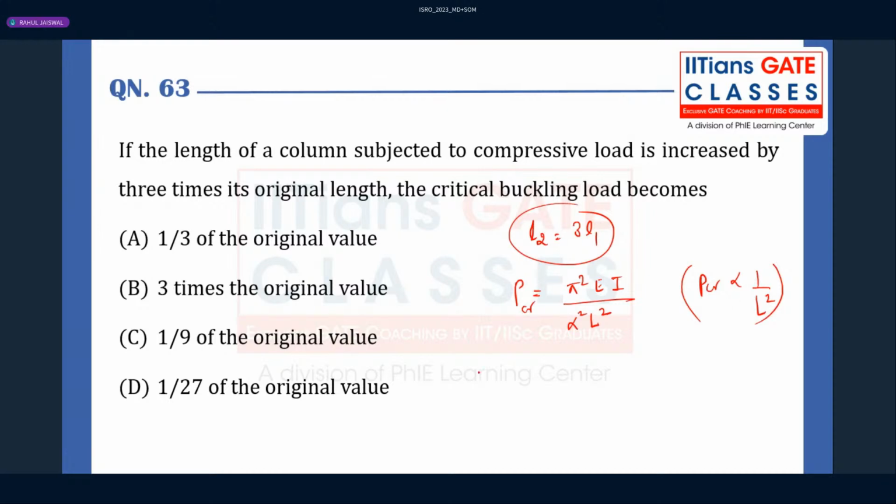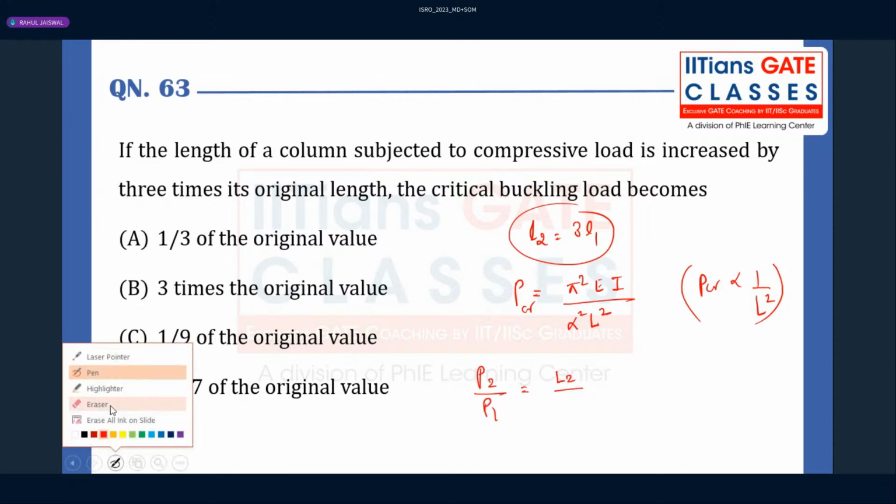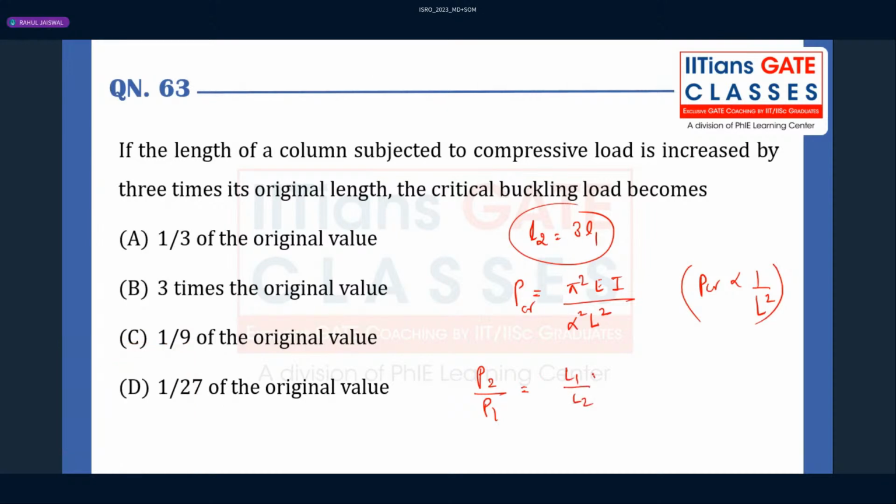Right? So what will be P2 by P1? P2 by P1 will be L1 by L2 whole square. L1 by L2 we know is 1 upon 3 whole square. So that is 1 by 9. That is, C should be correct. Note down.